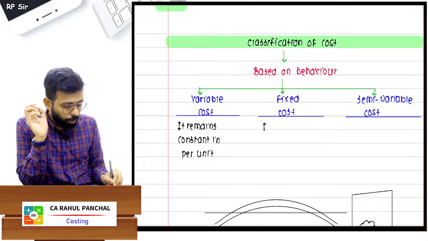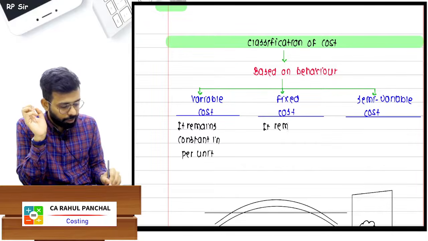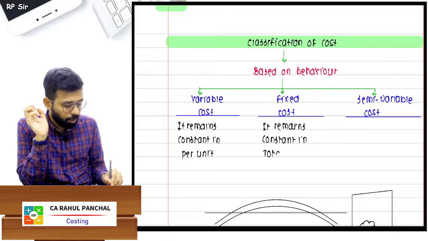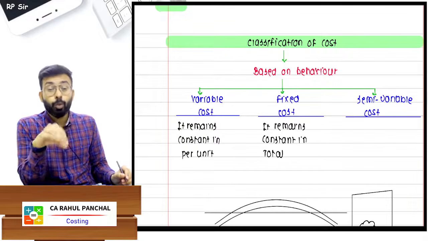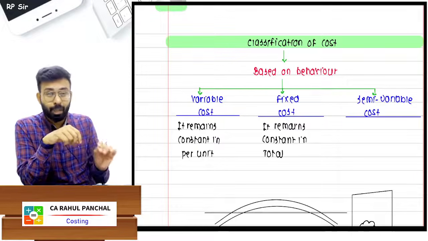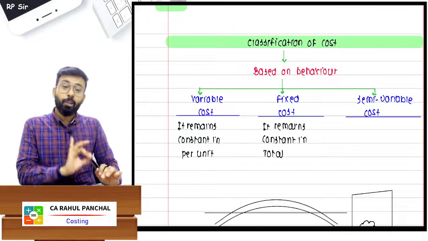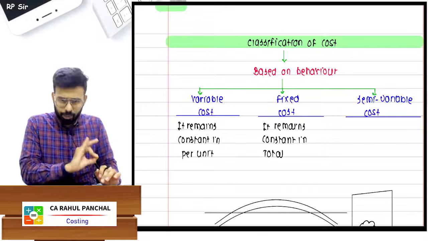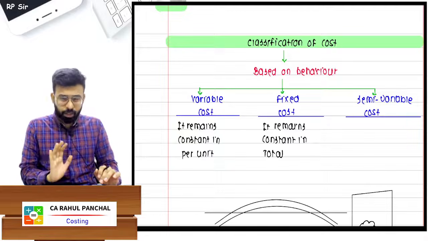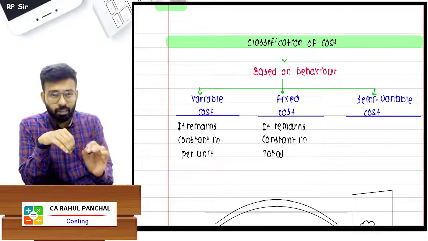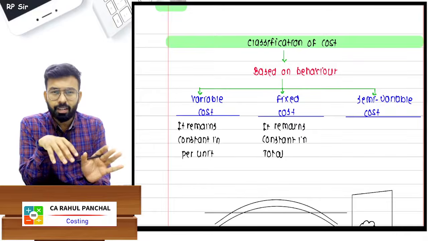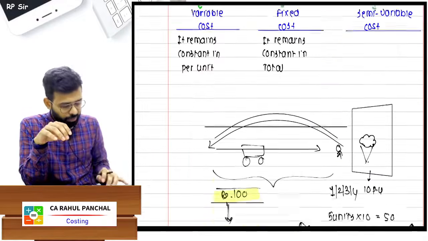Now if I talk about fixed cost, it remains constant, not per unit, it remains constant in total. No matter how many ice creams you buy, your cost of petrol will remain the same, that you will have to pay 100 rupees for your petrol, that is transportation cost. So fixed cost remains constant in total, and variable cost remains constant per unit. Is it clear? Please say yes so that I can proceed. Yes, sir. Okay, fine.